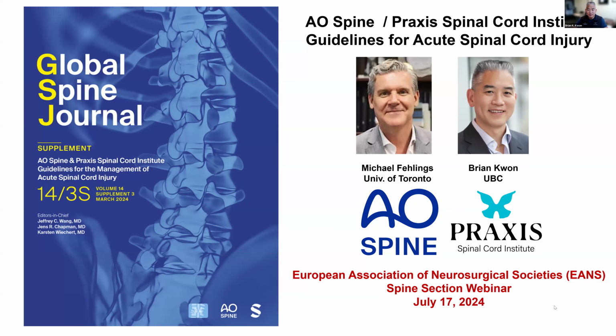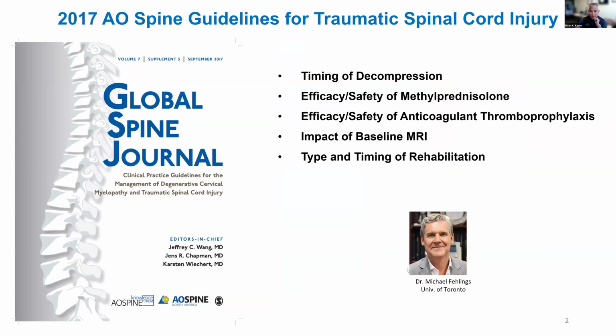I'm going to start with a bit of an introduction, and then, as Florian said, we're going to have discussions about the other guidelines in this focus issue that was published in March. But I'm going to provide an overview of the process and some of the background that went into undertaking this initiative. Some of this started from the guidelines done in 2017 that Michael Fehlings led on recommendations for traumatic spinal cord injury. This covered 5 topics: the timing of decompression, the efficacy of methylprednisolone, anticoagulation, the MRI, and then rehab.